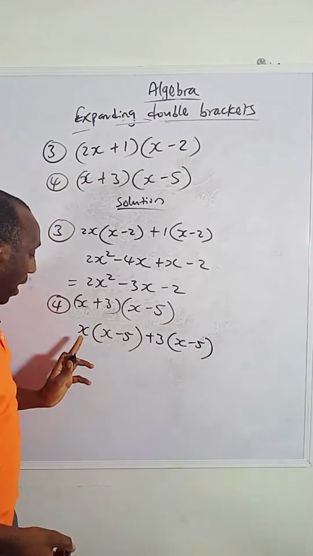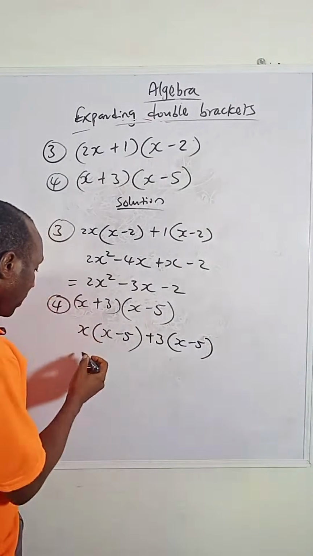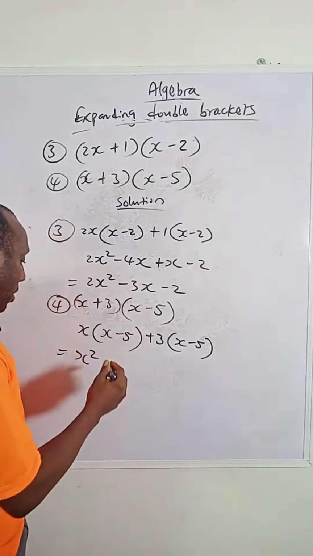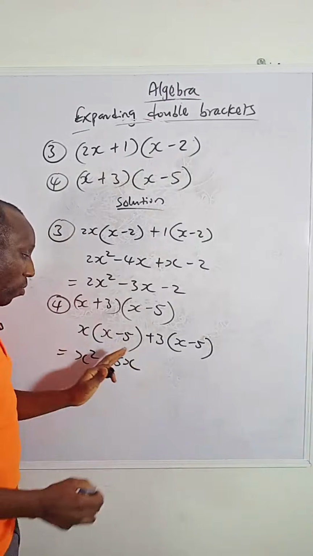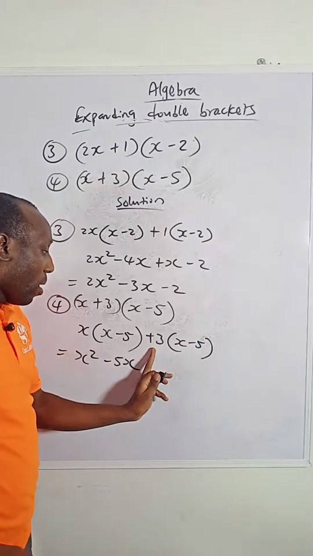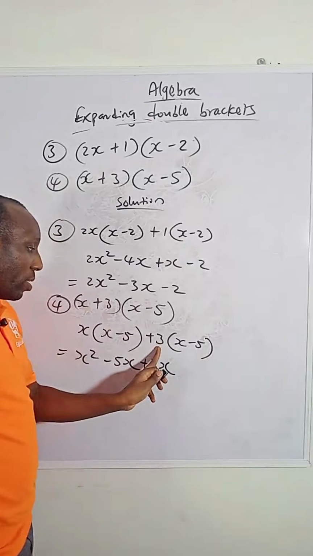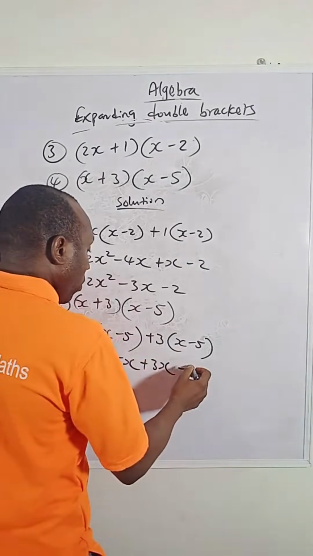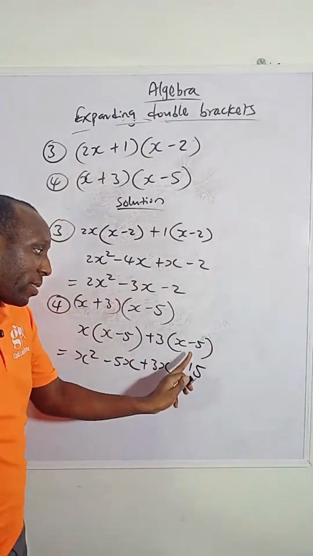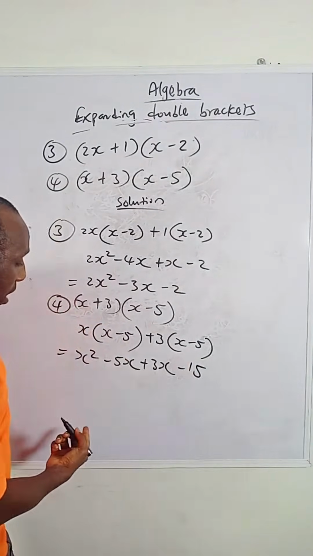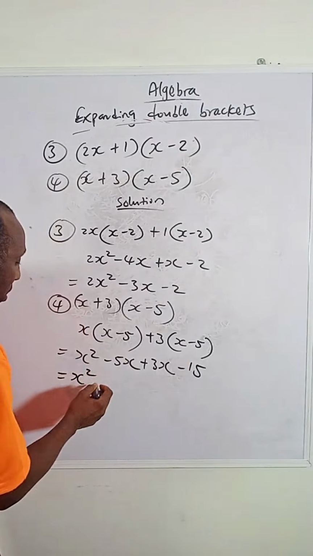Can we expand now? X times x is x squared. And x times negative 5 is negative 5x. We're done with the first bracket. Let's come here. Plus 3 times x is plus 3x. And plus 3 times negative 5 is what? Negative what? 15. 3 times 5 is 15 with the negative sign here. Makes sense. These two terms are like terms, so we can simplify further.